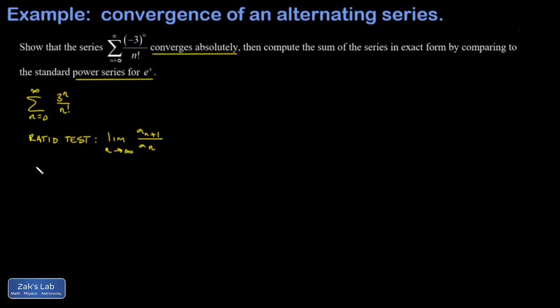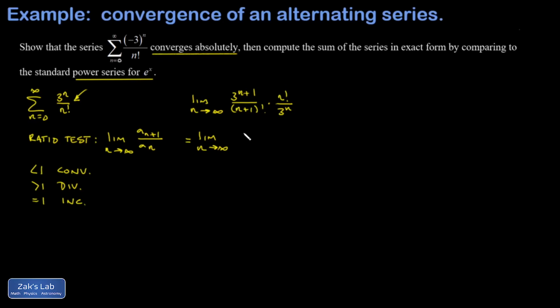And if this limit comes out to a number less than 1, then we have absolute convergence of our series. Greater than 1, our series diverges. Equal to 1, our ratio test is inconclusive. So we go ahead and write down the limit. And a_{n+1} is 3 to the n plus 1 over n plus 1 factorial. Then I'm going to divide by a_n, in other words, the terms I'm just looking at in the series. And when I divide by that, I multiply by the reciprocal, so that's n factorial over 3 to the n.